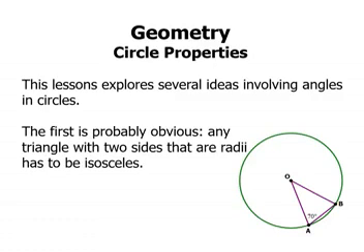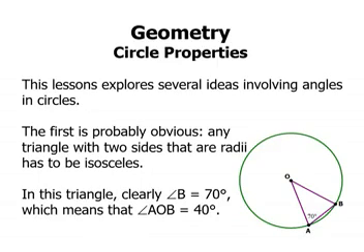The first is probably obvious. Any triangle with two sides that are radii has to be isosceles. So, for example, AOB has to be an isosceles triangle because OA and OB are radii. And, of course, all radii to the same circle are equal. So that would mean that the two base angles are equal. So angle B would have to be 70. And the angle in the middle would have to be 40 degrees.